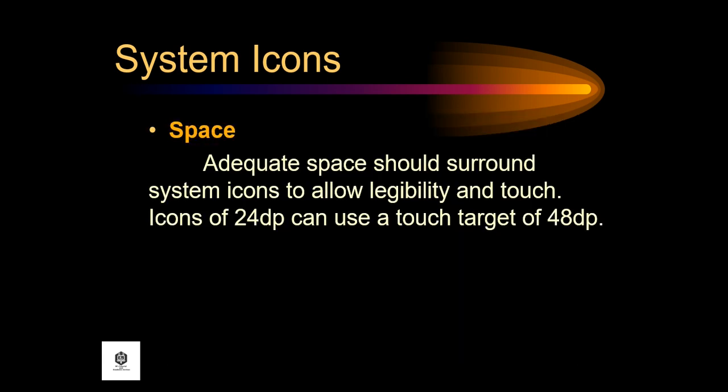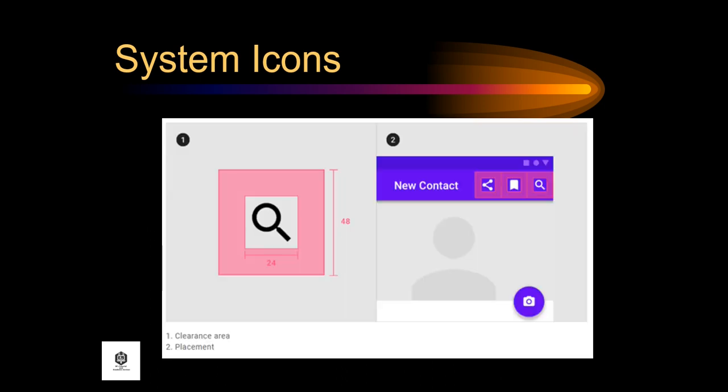Talking about the space, adequate space should surround system icons to allow legibility and touch. Icons of 24 dp can use a touch target of 48 dp. Example, the first image is the clearance area and the second image is the placement.